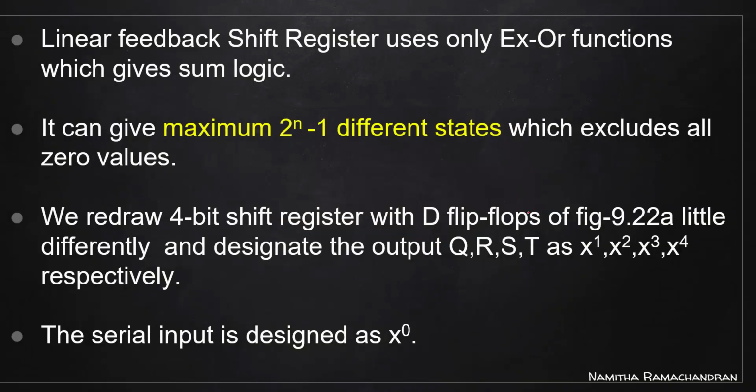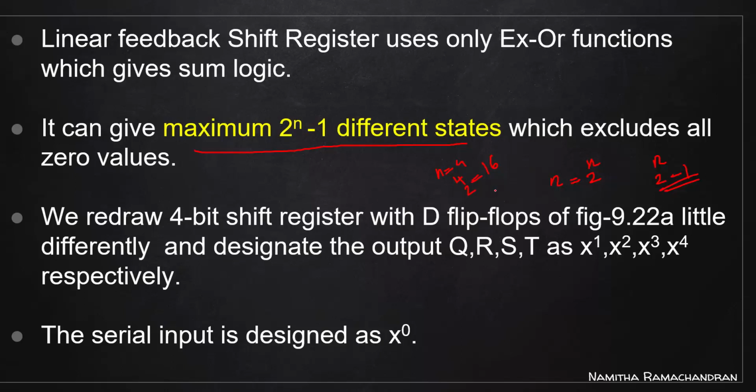And what is the property? Here it generates a maximum of 2 to the power n minus 1 different states. We know that if we have n bits, it can generate a maximum of 2 to the power n possible different states. But this linear feedback shift register will generate 2 to the power n minus 1 different states and will repeat. Suppose n equal to 4. Total possibilities 2 to the power 4, 16 different states.